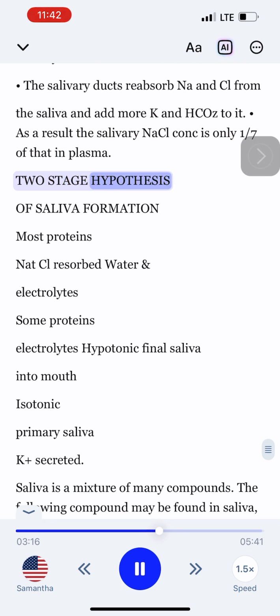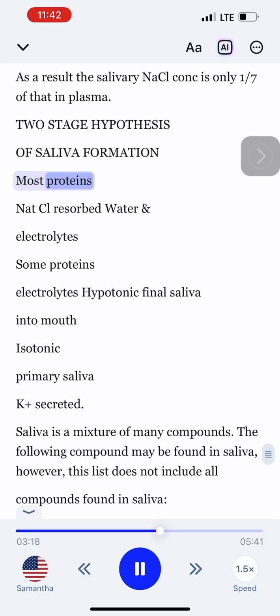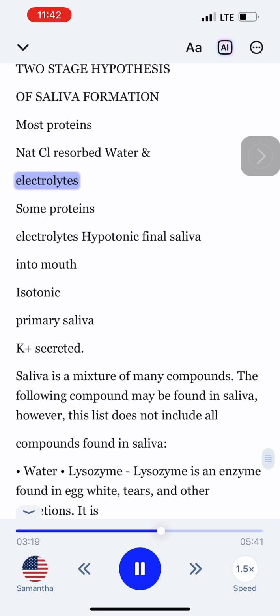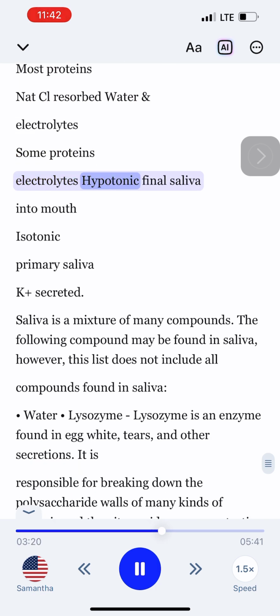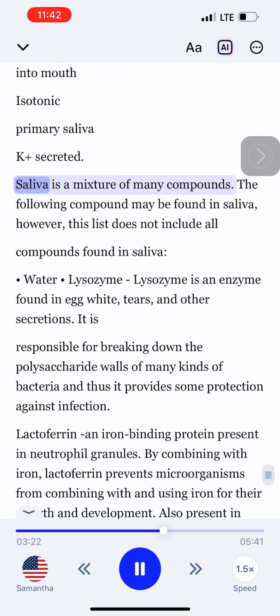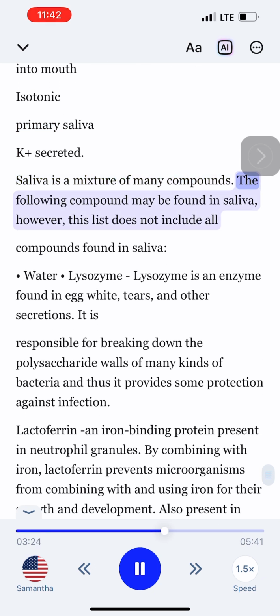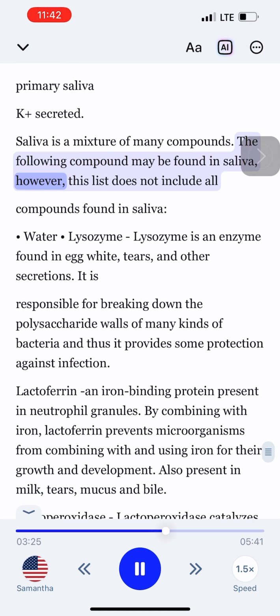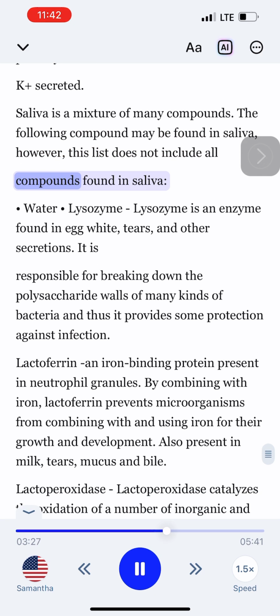Two-stage hypothesis of saliva formation. Most proteins and NaCl are secreted in the acini; the ducts reabsorb NaCl, water and electrolytes, and secrete some proteins and K+, so hypotonic final saliva enters the mouth from isotonic primary saliva. Saliva is a mixture of many compounds. The following compounds may be found in saliva. However, this list does not include all compounds found in saliva.